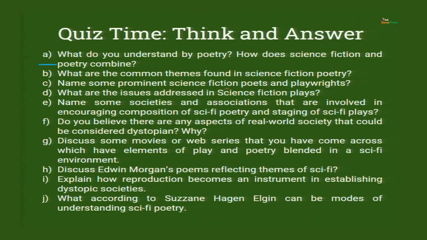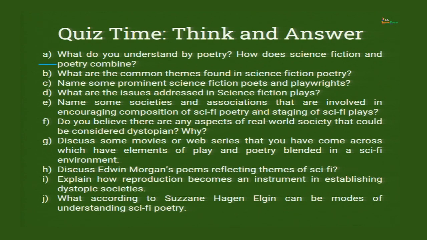Name some prominent science fiction poets and playwrights. It's only a memory test. What are the issues addressed in science fiction plays? So just have a look at the science fiction plays that we have been discussing. Are there any issues that you find familiar in this modern world? Discuss it in your own words.